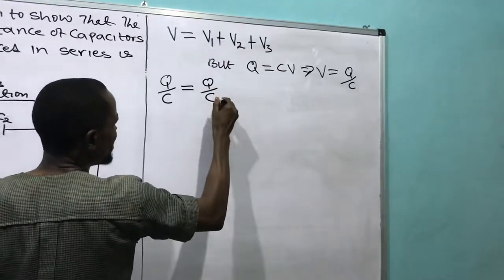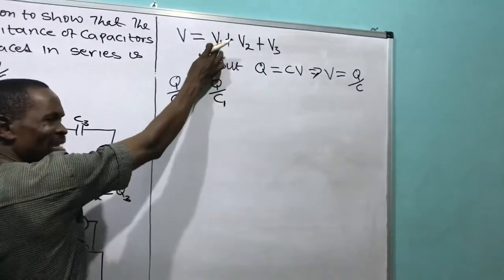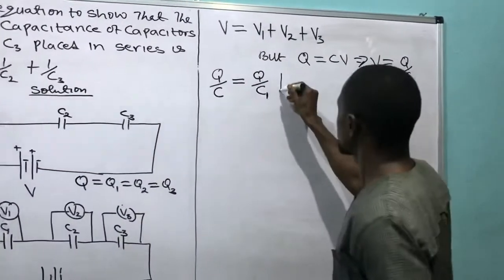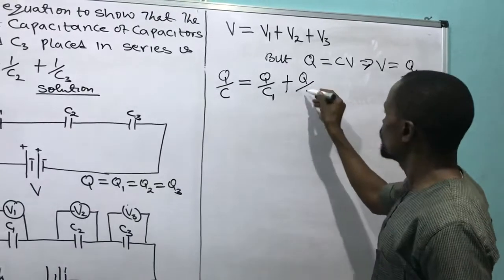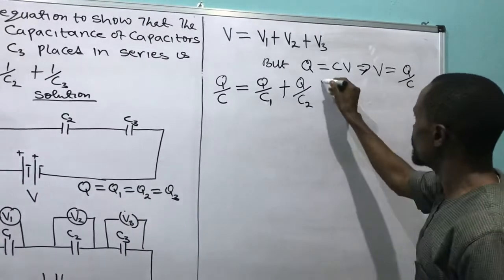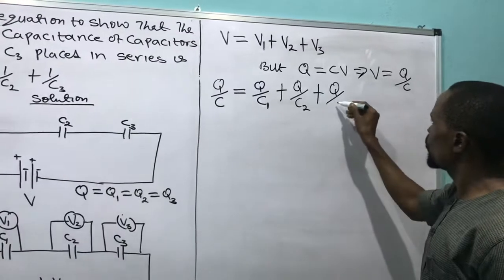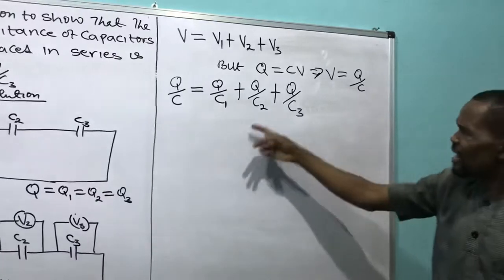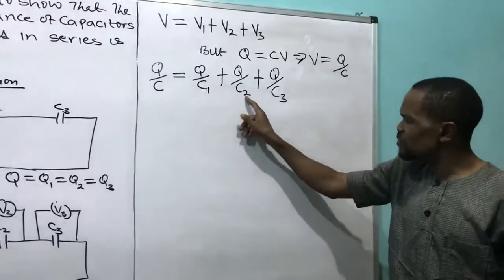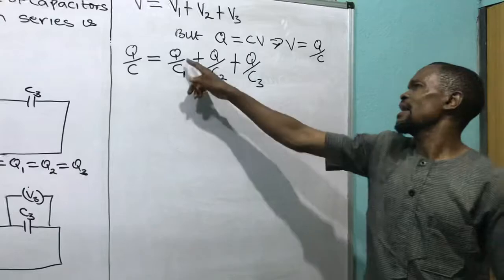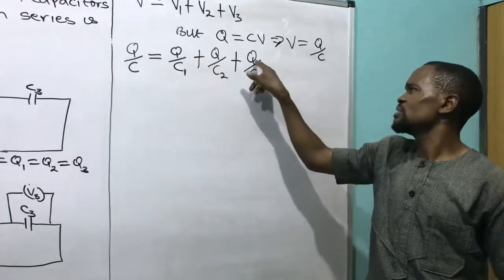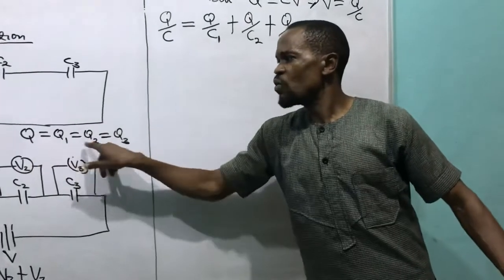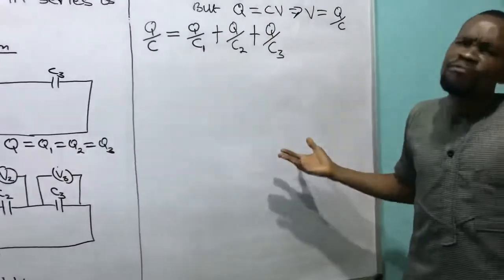Q all over C1. Why am I labeling C1? That's the capacitance along this line, V1. Plus, I'm going to have Q all over C2 plus Q all over C3. Are you there? Now, look. Somebody will ask me, since I label this one 2, label this one 3, why can't I label this one 1 as well, 2 and 3? Do you remember what to say here? In series, the charges are the same. So no need of me labeling it.